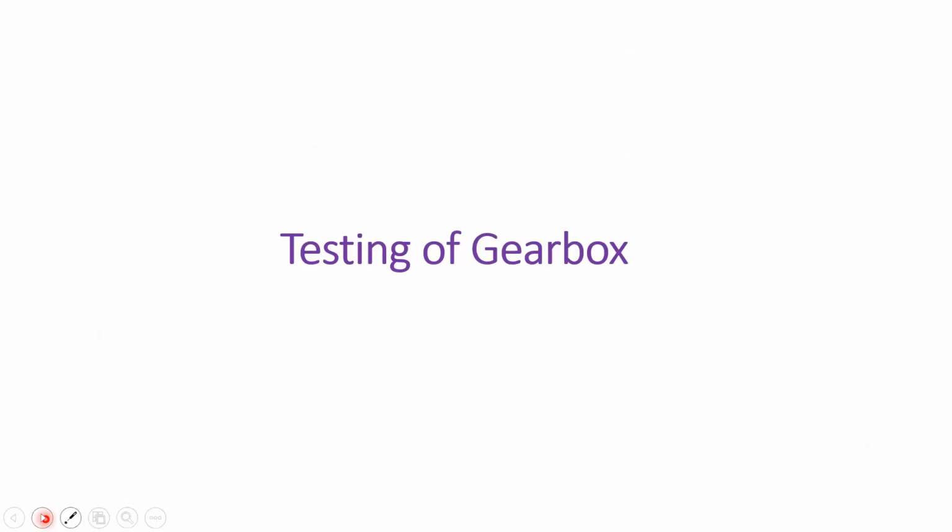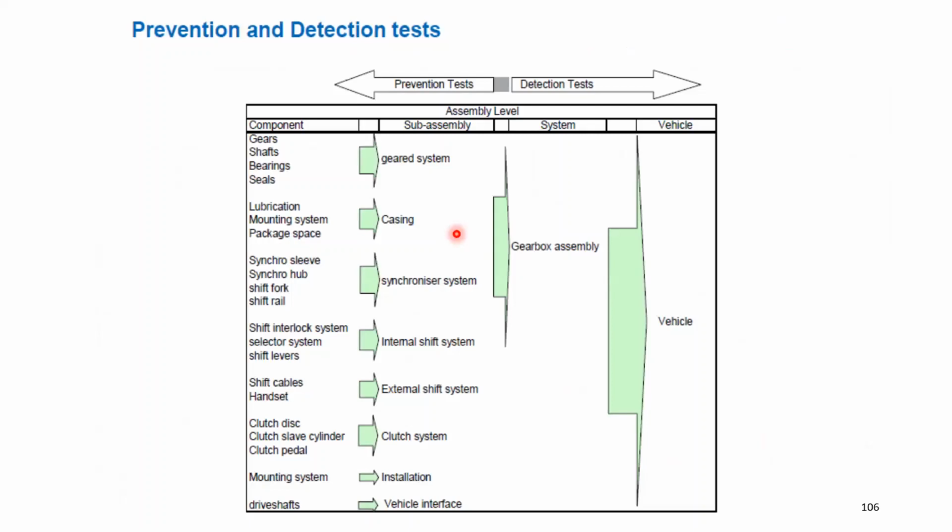So you have some testing methods, very important for a gearbox. What type of test do we normally do? We do the test with respect to the complete vehicle, and also with respect to the gearbox. See, this is the system level, and in the subsystem you have the casing, gears, synchronizer, the internal system, the external system, and the clutch system. You have individual tests usually. You have the installation, you have the vehicle interface. When it comes to the component level, almost all the components get tested. Okay, so gear shafts, bearing seals, because all these are the ones which can lead to failure as well.